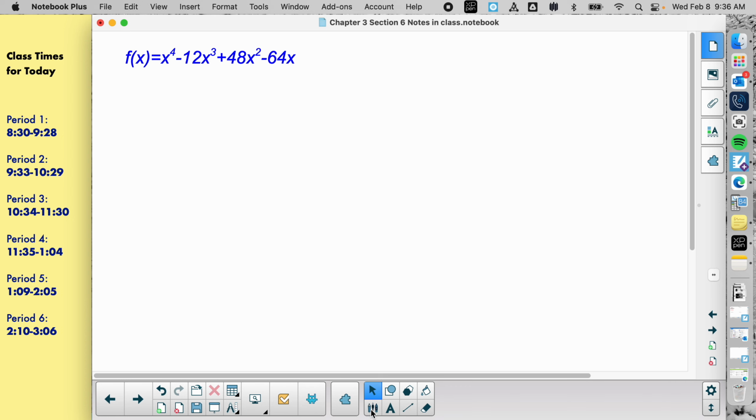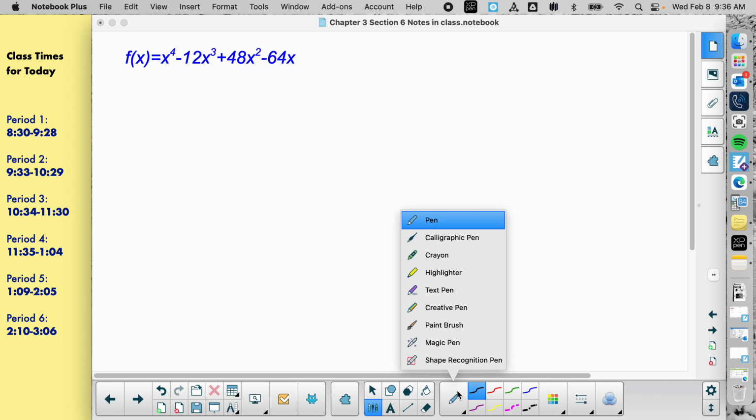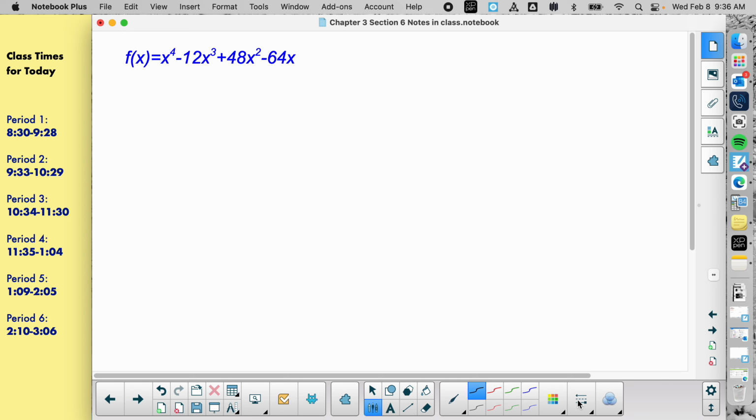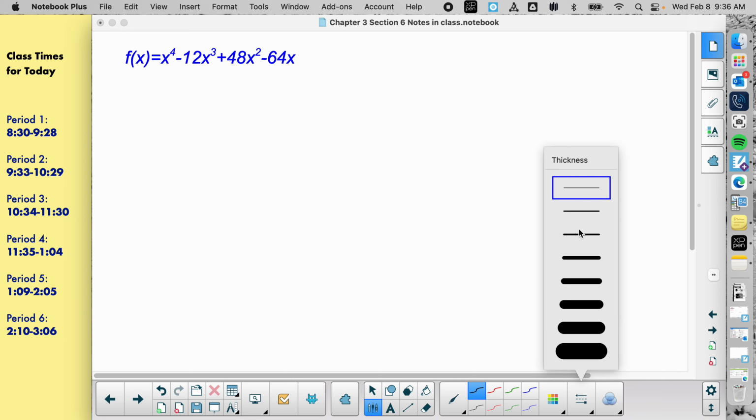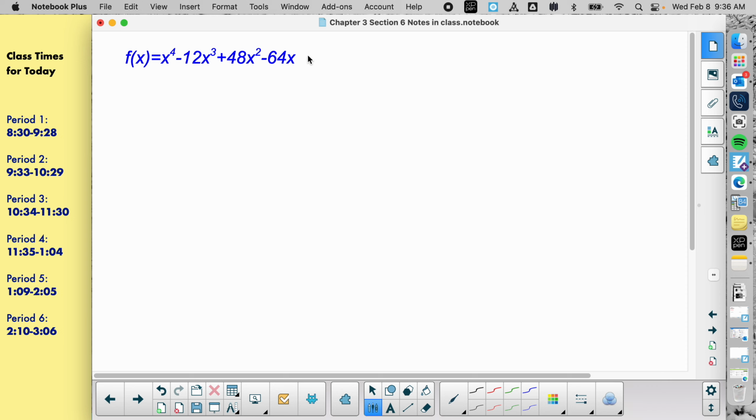So I've got the pen's all reset. So I've got x to the fourth minus 12x cubed plus 48x squared minus 64x equal to 0. Immediately, I know I can factor out an x.